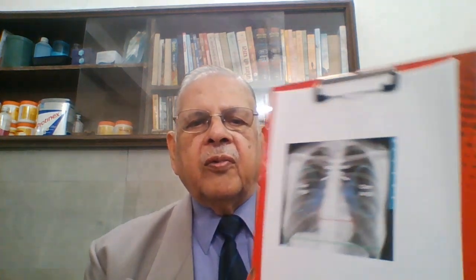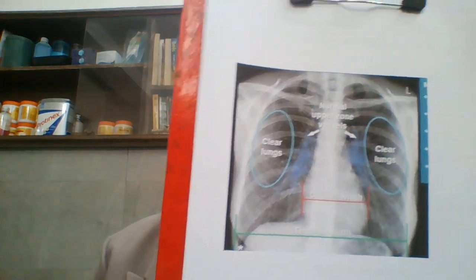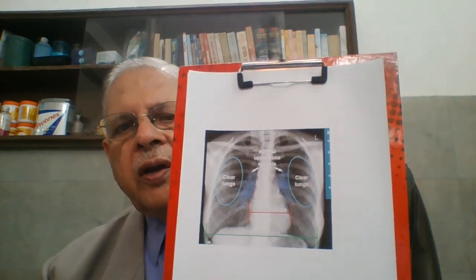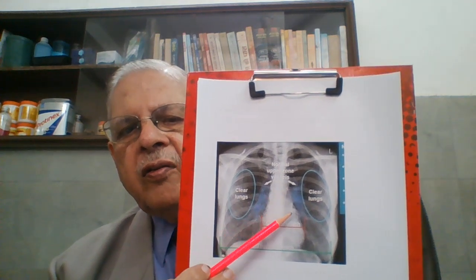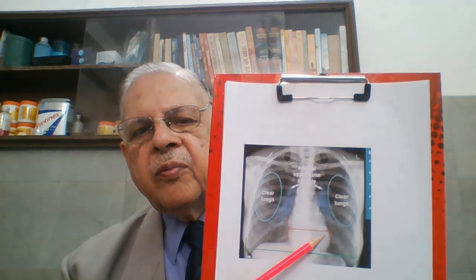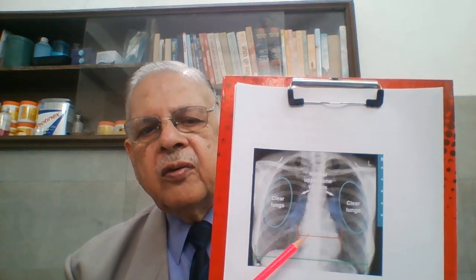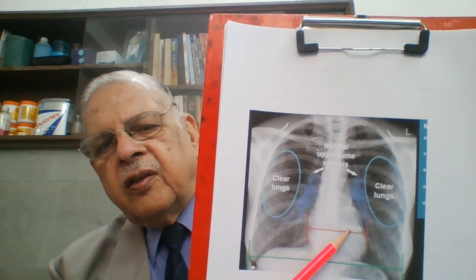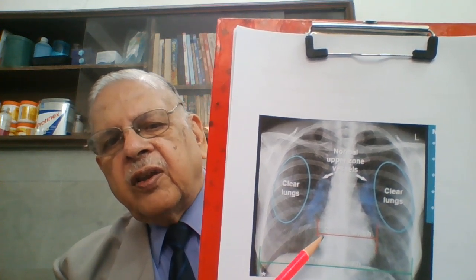Look at this diagram to understand the heart. This is the X-ray of the chest. What do you find? You find that this shadow is the heart shadow, from this end to this end. It is marked with a red line. This is the width of the heart.